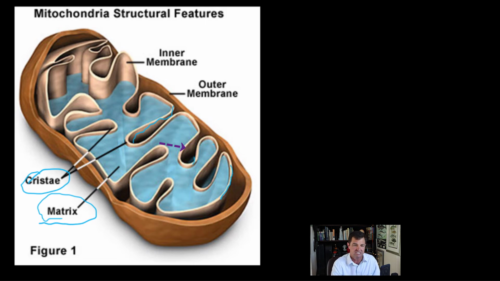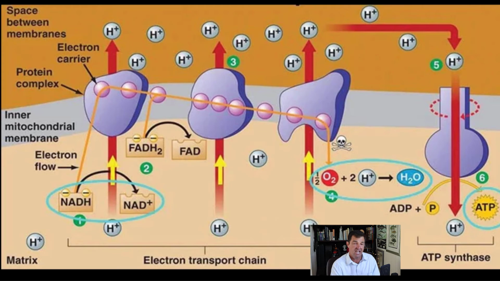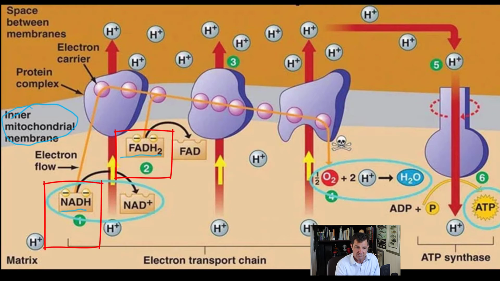That's where it's going to take place. Okay, so here's my inner membrane right here, and what's going to happen in the final step in the electron transport chain, what we're going to do is we're going to take our NADH and our FADH2 that we've been building, and we're going to transfer the electrons.